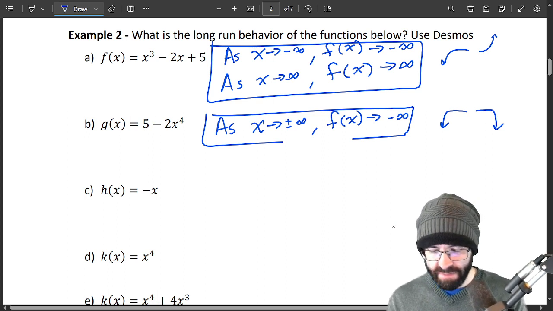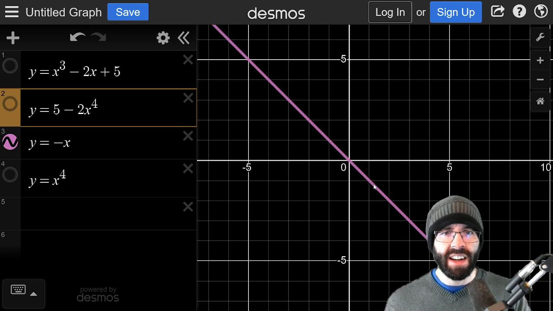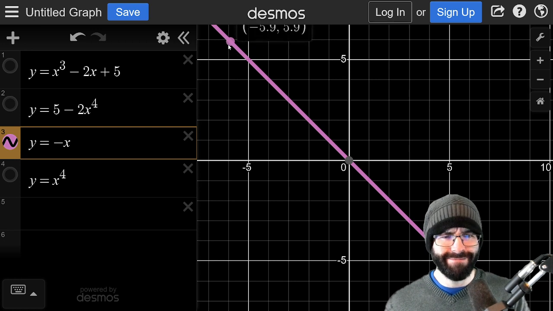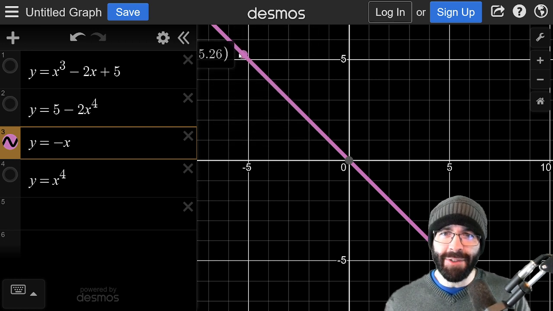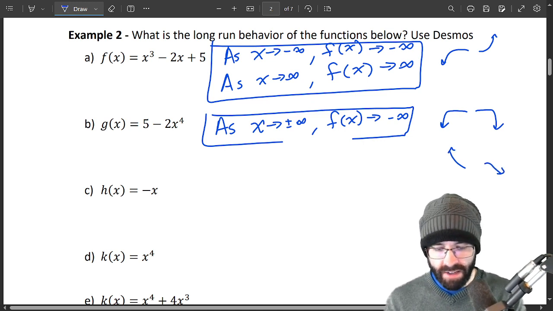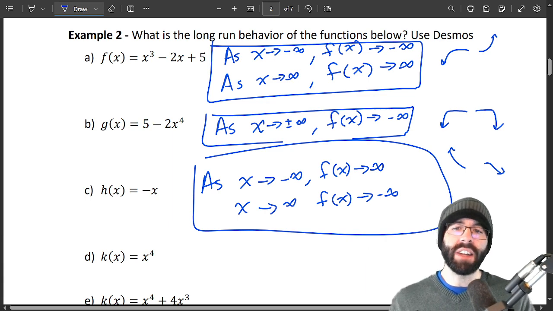Yeah, let's keep going. Negative x. We know what this graph looks like. This is a line, negative x. So as we go to the left, what's the function value doing? As we go to the left, we're getting infinitely high. And then as we go to the right, we're going infinitely down. So infinitely high to the left, infinitely down to the right. We say as x goes to negative infinity, as we go to the left, the function value goes up. As x goes all the way to the right, the function value goes down. So that's how we answer these questions. Let's be on the lookout for patterns.